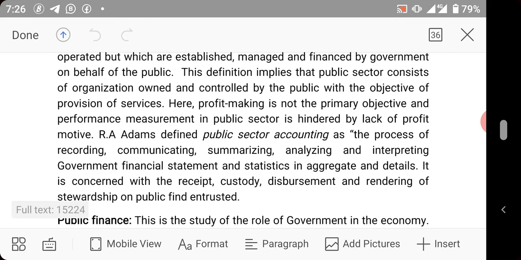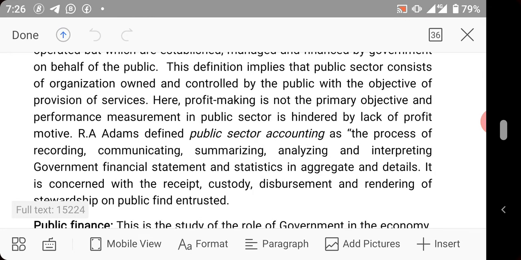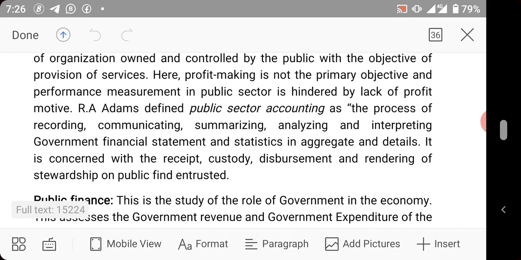Aaron A. Adams defined public sector accounting as the process of recording, communicating, summarizing, analyzing, and interpreting government financial statements and statistics in aggregate and in details. In short, it is concerned with the receipt, custody, disbursement, and rendering of stewardship on public fund entrusted.